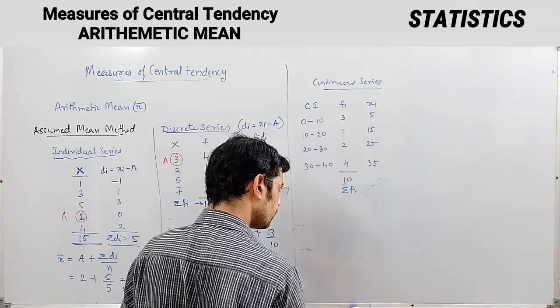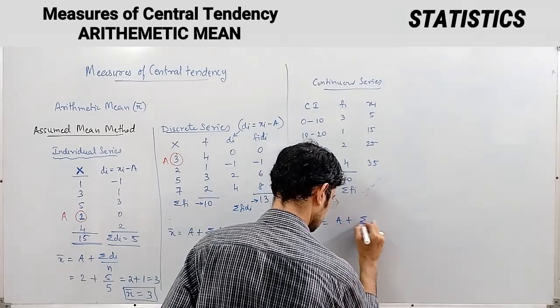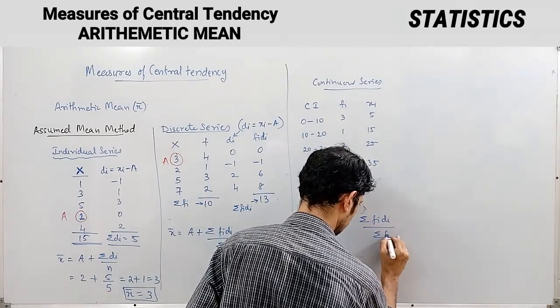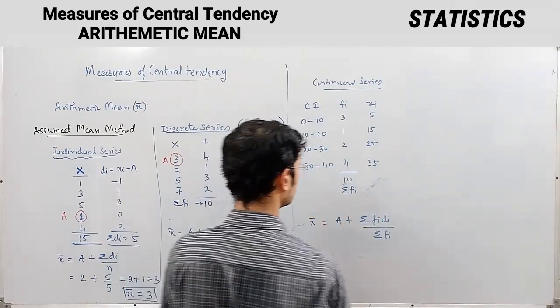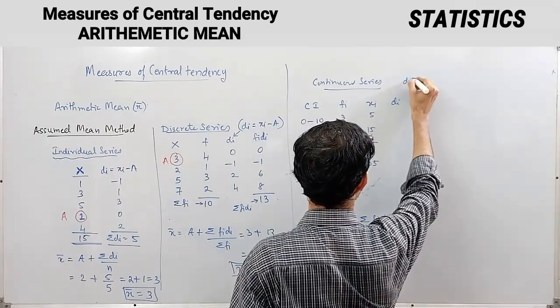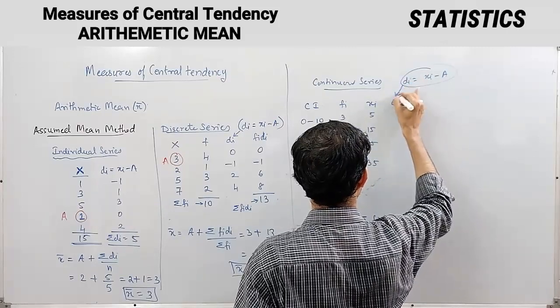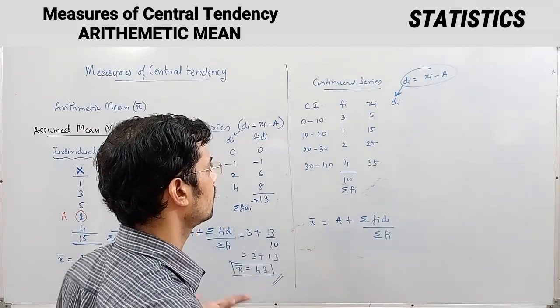To move further, what is the formula? X bar equal to a plus sigma fi di by sigma fi, where di are the deviations. So for finding di, what is di? Di is equal to xi minus a. We know this. Okay, di is xi minus a.